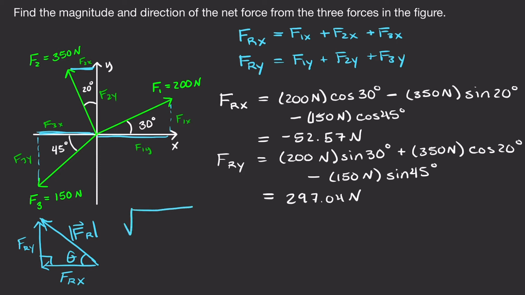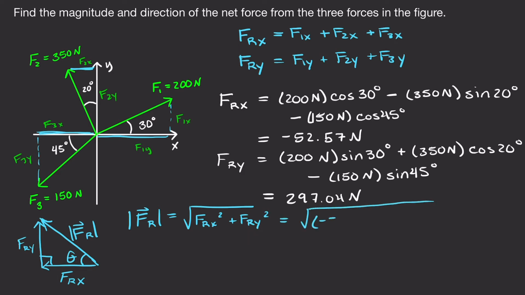Okay. So first I'm going to start with the magnitude. The magnitude is always given by the Pythagorean theorem. So we take the legs of our triangle, square them and add them together, and then take the square root. So FRX squared plus FRY squared. Just to show you what that looks like, that's minus 52.57 newtons squared plus 297.04 newtons all squared. And punching that in, we get a magnitude of 302 newtons.